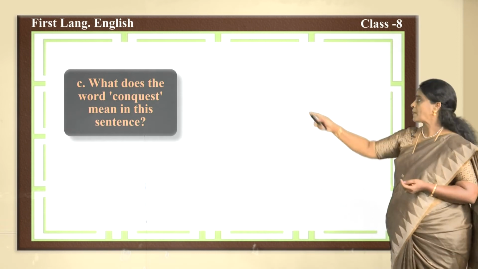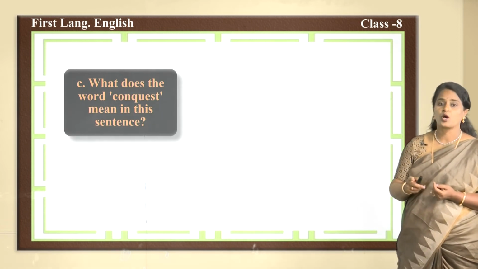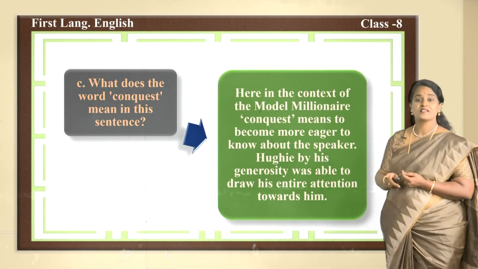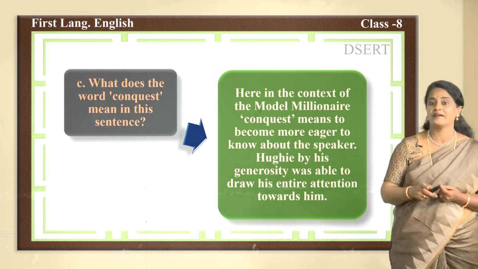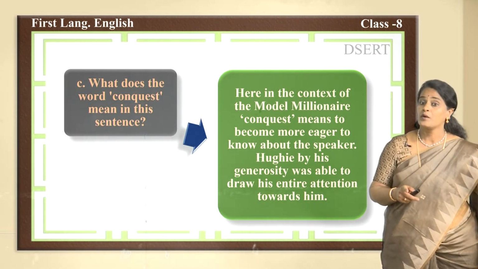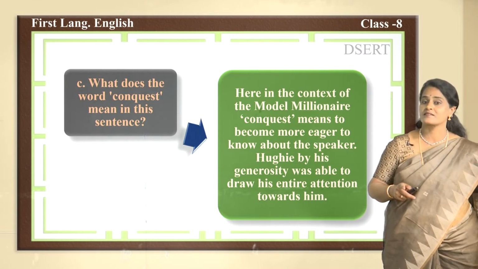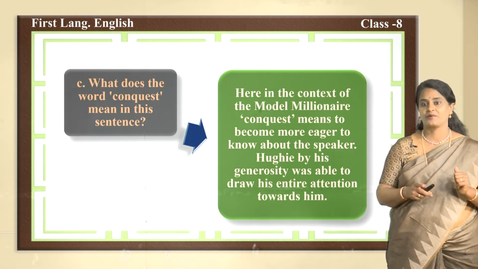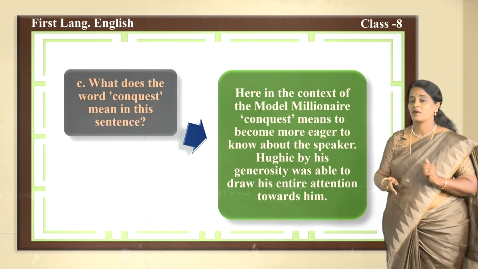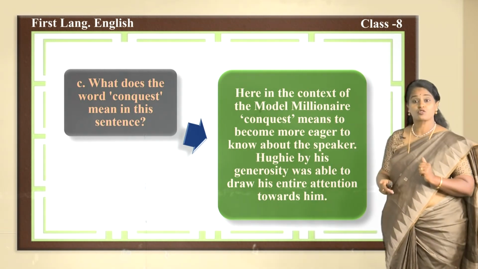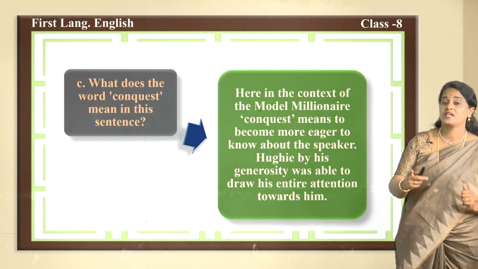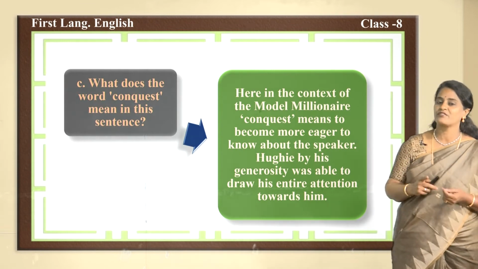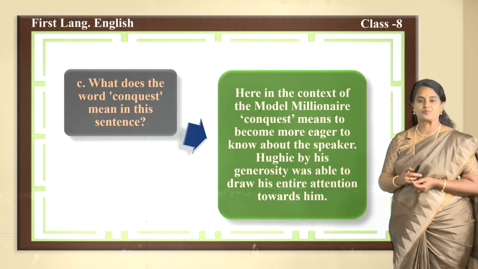And the next question. What does the word conquest mean in this sentence? What does the word conquest mean? Here in this context of the Model Millionaire, conquest means to become more eager to know about somebody. That is about the listener. And who is it here? He wanted to know more about Huey. Right? And why? What does it mean here? Because Huey was so generous enough to give a gold coin to the beggar. And this drew the attention of Baron Hausberg to Huey.